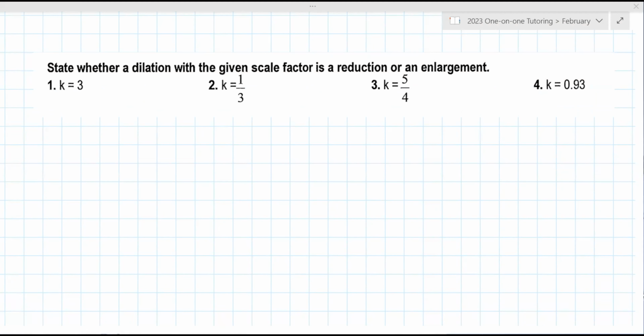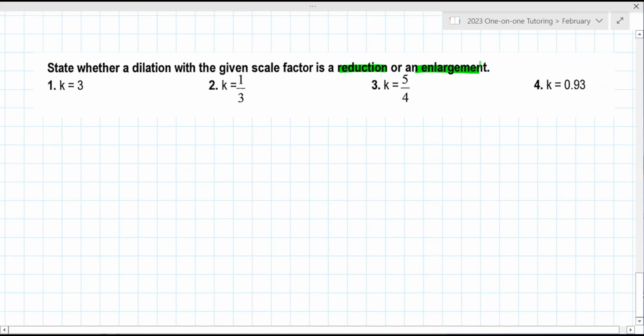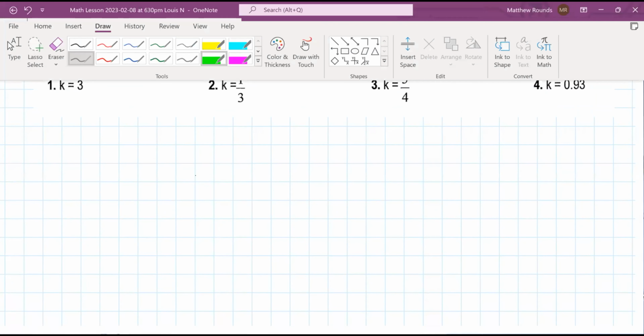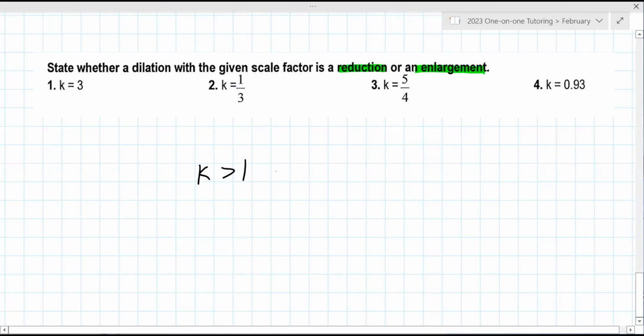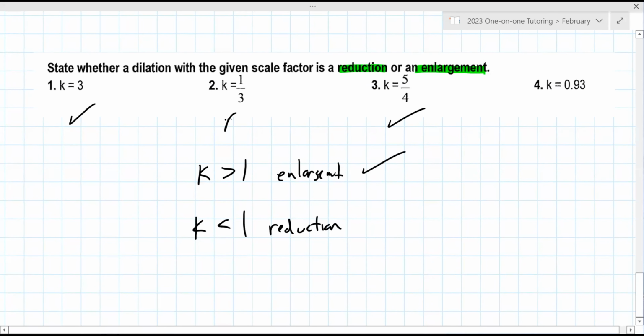Okay. So to decide whether something is a reduction or an enlargement, it's very simple. If k is greater than 1, it's an enlargement. If k is less than 1, it's a reduction. So tell me which of these are an enlargement. 1 and 3. Okay. Which ones are the reductions? 2 and 4.